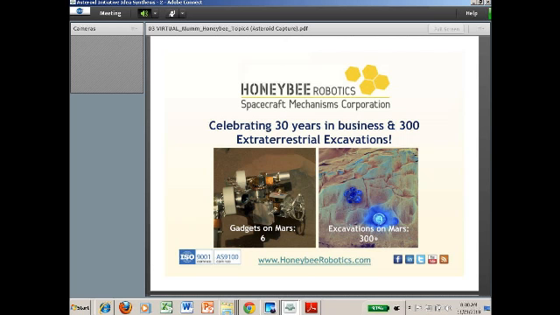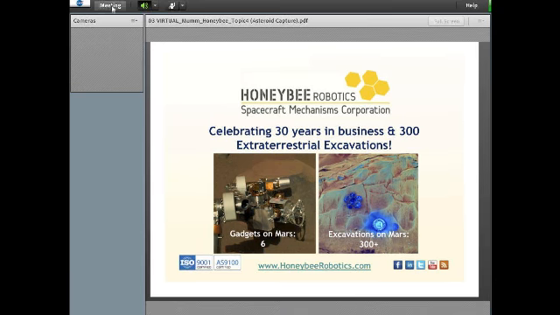So for those who aren't familiar with Honeybee Robotics, we're a small spacecraft mechanisms company. We've contributed multiple mechanisms, most notably to the Mars program. So we've been on Mars exploration rovers, where we contributed rock abrasion tools, which are featured in this chart here. We had hardware on Mars Phoenix lander and 2 instruments on subsystems on Mars Science Lab's Curiosity rover.